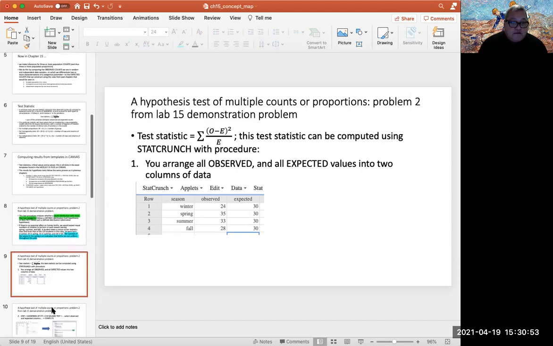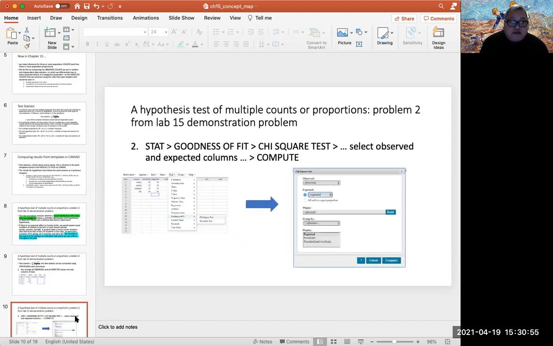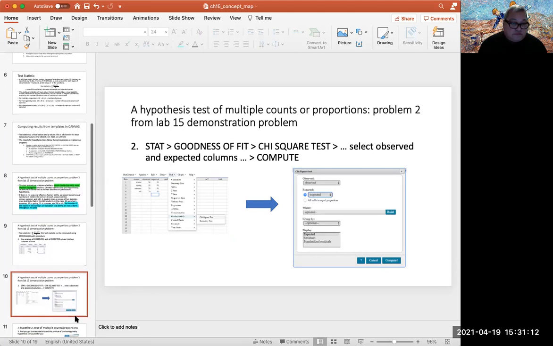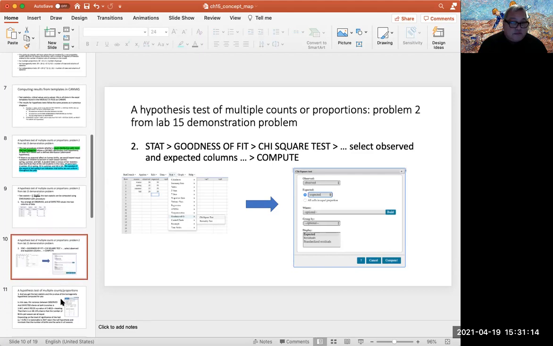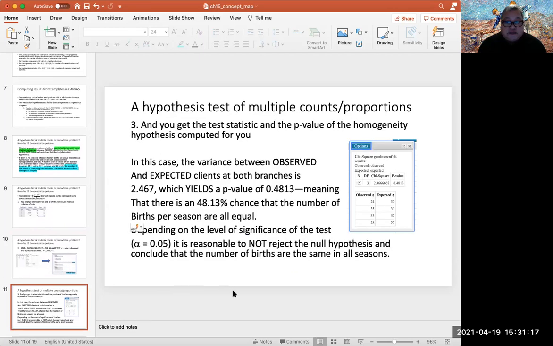Following that, you would go into StatCrunch and use the feature within Stat called goodness of fit, chi-square test, and you would then select the observed and the expected columns that you entered and click on compute. When you then click on compute, what you would ultimately observe is a table that measures the test statistic under the header called chi-square and the p-value of the test.